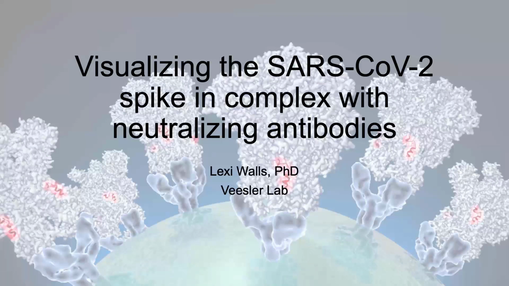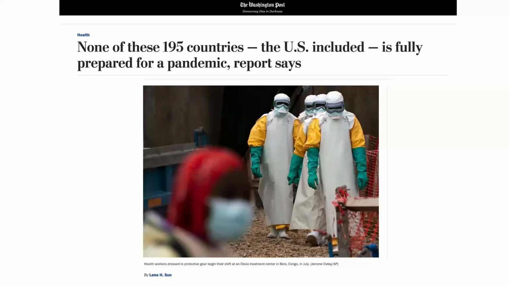But before I get into that, I just want to back up for a second and talk about the background of coronaviruses and where we were at the end of 2019 when the pandemic was beginning. A study was released in October of 2019 saying that no country, including the US, was fully prepared for a pandemic. This report went largely undiscussed, and unfortunately, we're all still living the consequences.